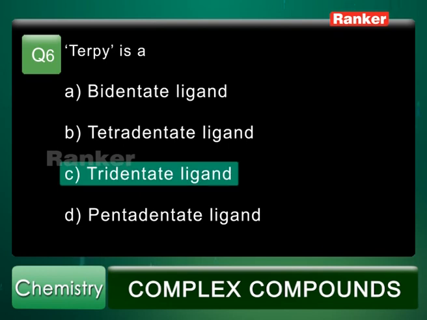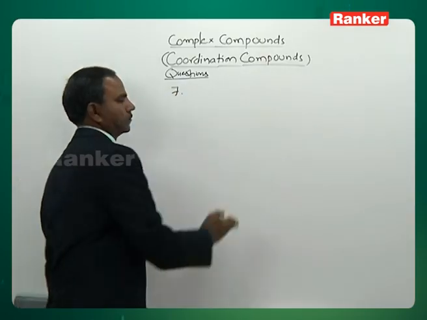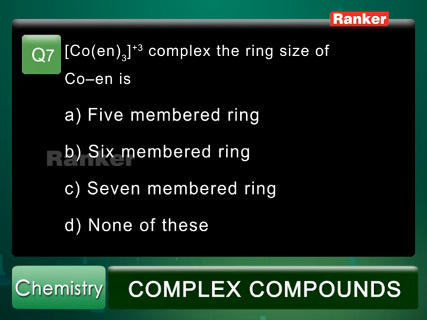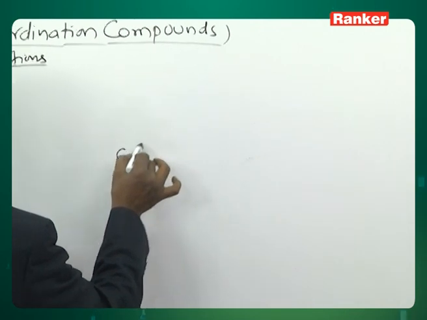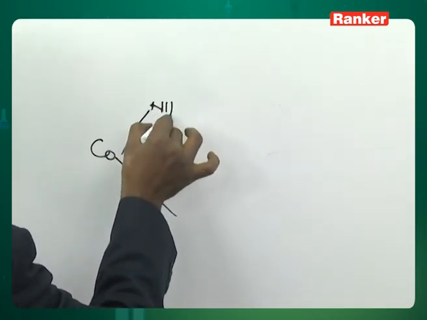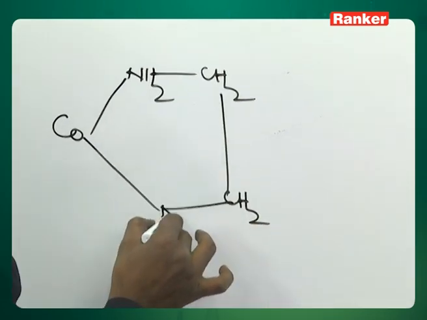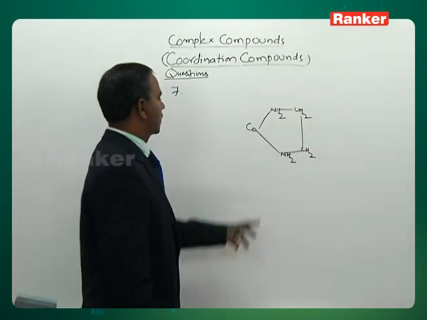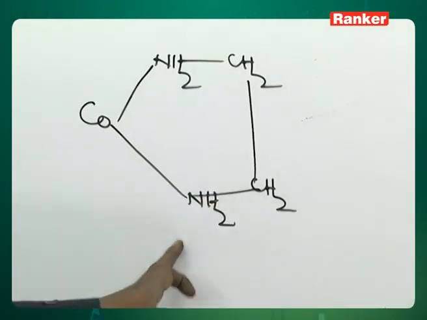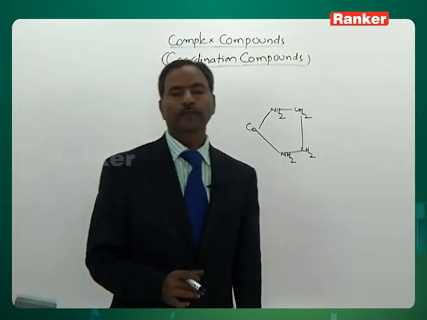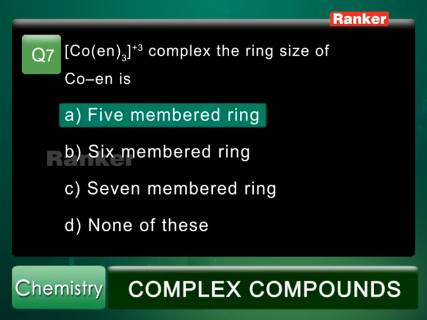Coming to question number 7. For the [Co(en)3]3+ complex, the ring size of Co–en: option A 5-member ring, option B 6-member ring, option C 7-member ring, option D none of these. Let us see en, ethane-1,2-diamine, each ring. This is 1, 2, 3, 4, 5. It is simply a 5-member ring. Therefore, the answer is A, 5-member ring.